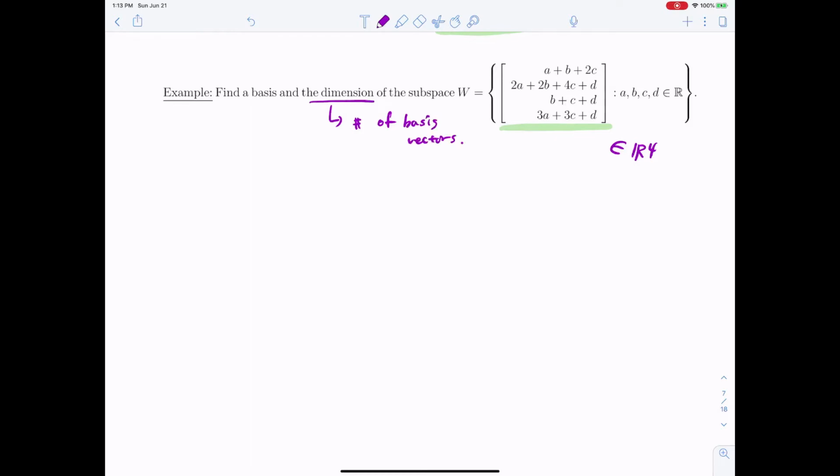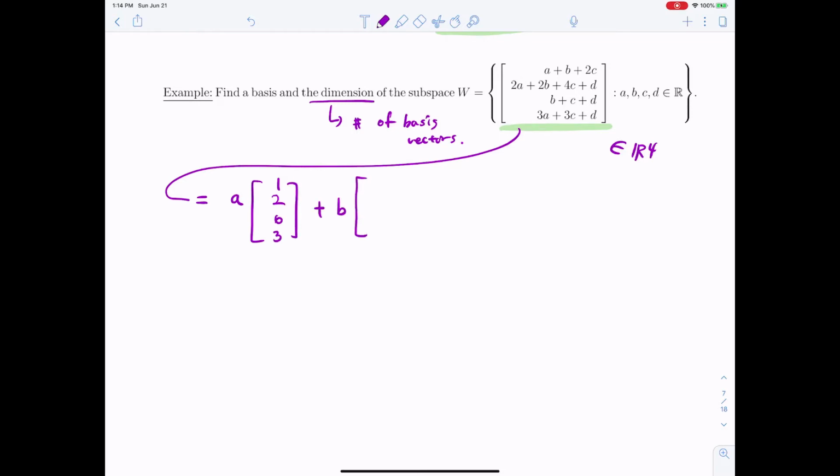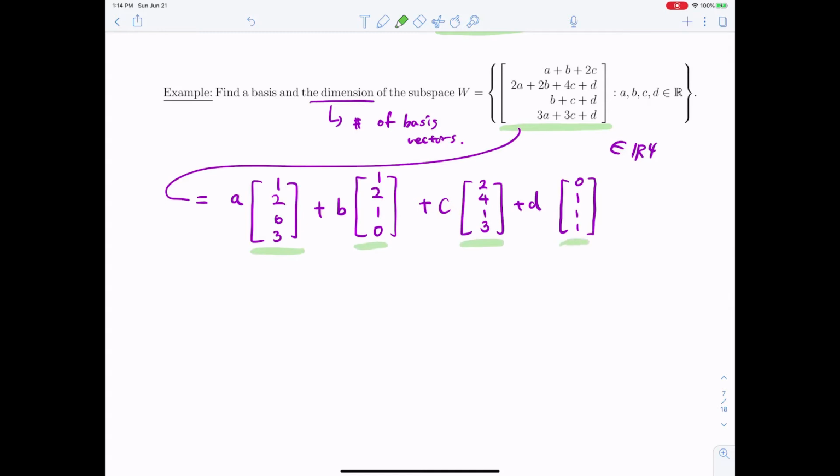So to begin with, let's first identify the basis for the subspace W. From here, if you separate each variable, then this gives you a times 1, 2, 0, 3, plus b times 1, 2, 1, 0, plus c times 2, 4, 1, 3, plus d times 0, 1, 1, 1. So basically W is spanned by these four vectors.